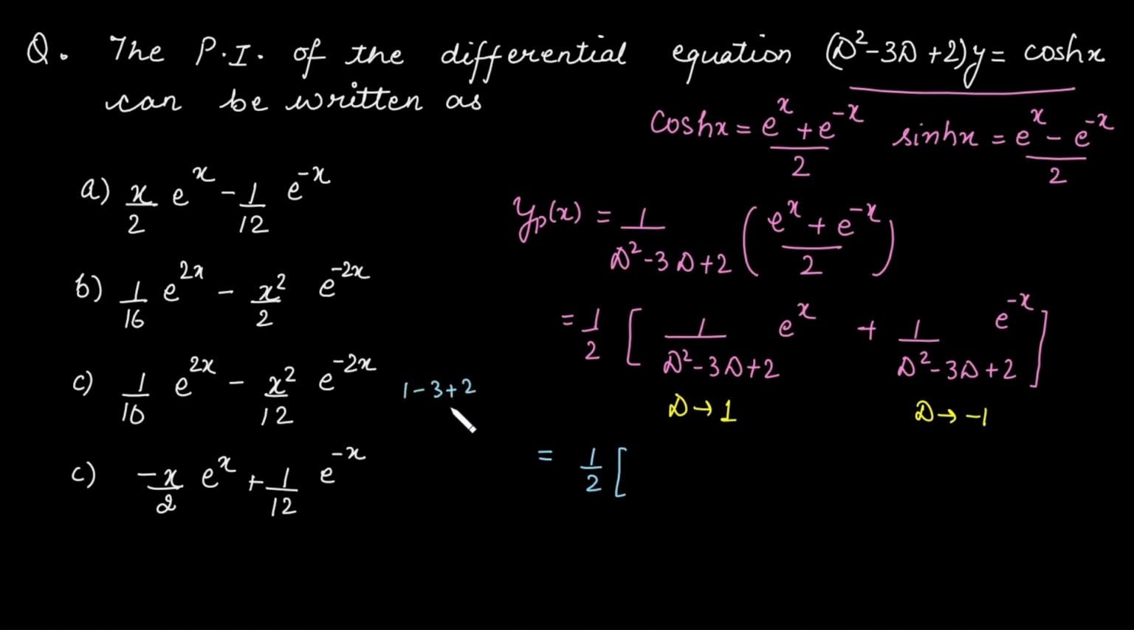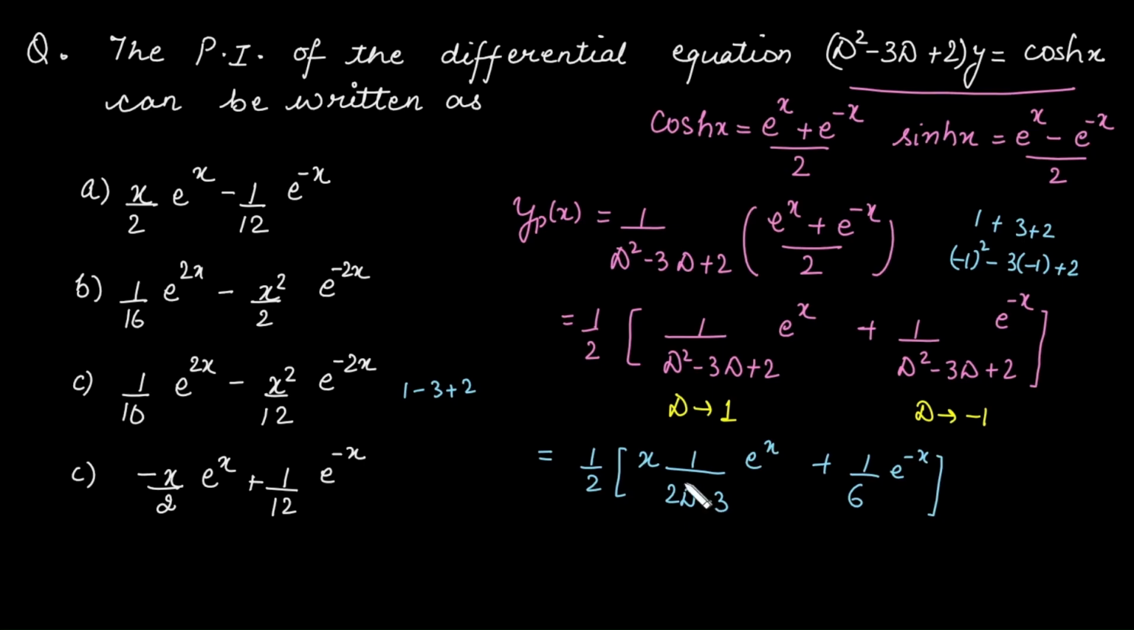So this is the case of failure. So rather than taking this one, we will take its derivative. Its derivative is 2D minus 3, e raised to power x. Now there is an additional term, that is x, plus, in this case when we substitute minus 1 over here, this is minus 1 square minus 3 into minus 1 plus 2. So that is 1 plus 3 plus 2, which is equal to 6. So this is 1 by 6 e raised to power minus x.